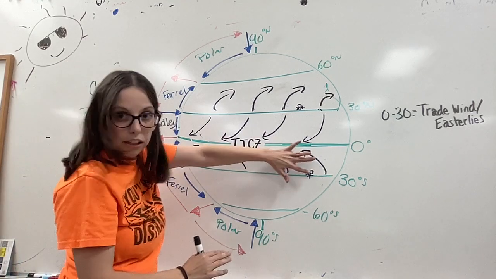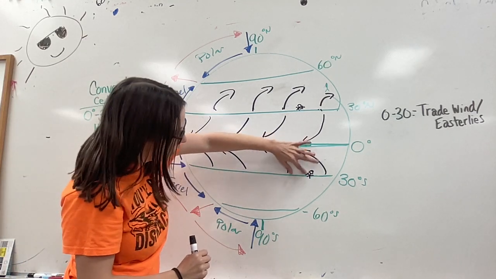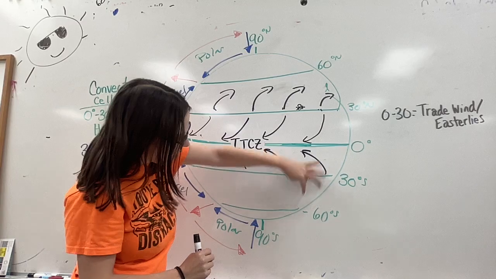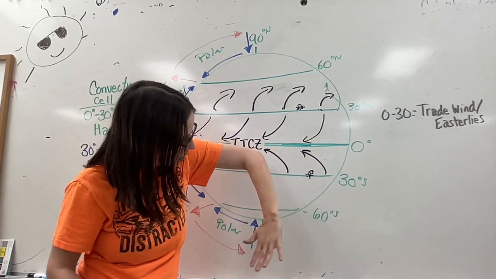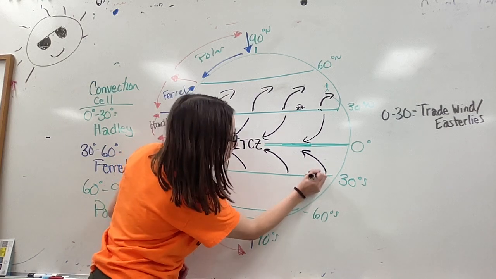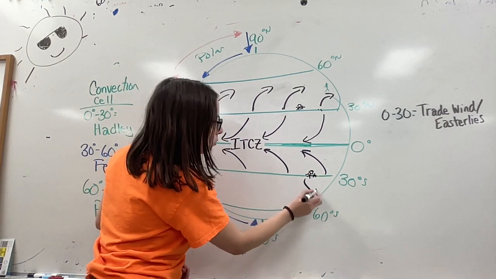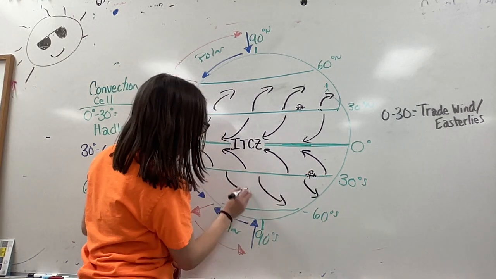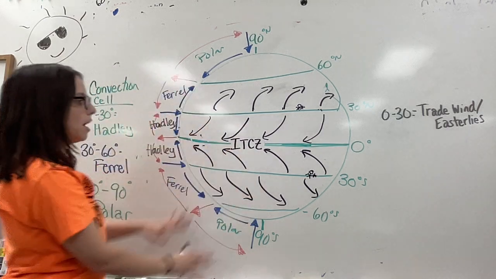If I do the same thing down here, if I look down at 60 degrees, my left hand's over here. Winds are deflected to the left. And I see a little pattern.